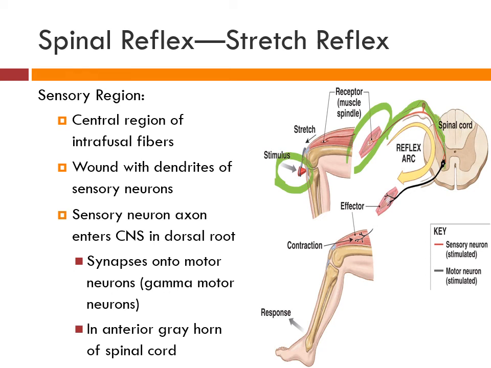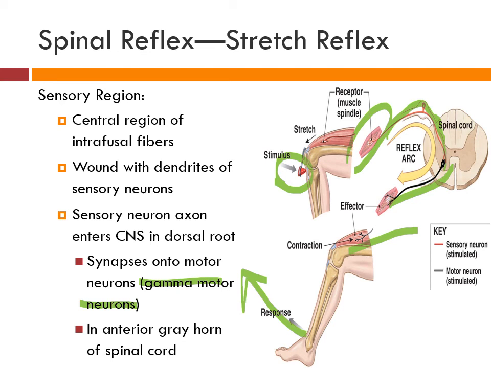And that information goes directly to the anterior horn and synapses upon the lower motor neuron, on the gamma motor neuron. These are called gamma motor neurons there in the anterior horn. And then that gamma motor neuron is going to send information back to that muscle spindle that says contract. The muscle is going to contract and the foot is going to kick out.